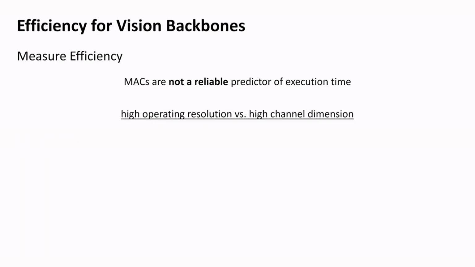Now we will take a look at how operating resolution of model layers affects execution time relative to the MAC amount. We compare two models again. One operates on a lower resolution than the other. The lower resolution model has a higher channel dimension, such that both models have a similar amount of MACs. We will depict the relative GPU latency of the models to each other.